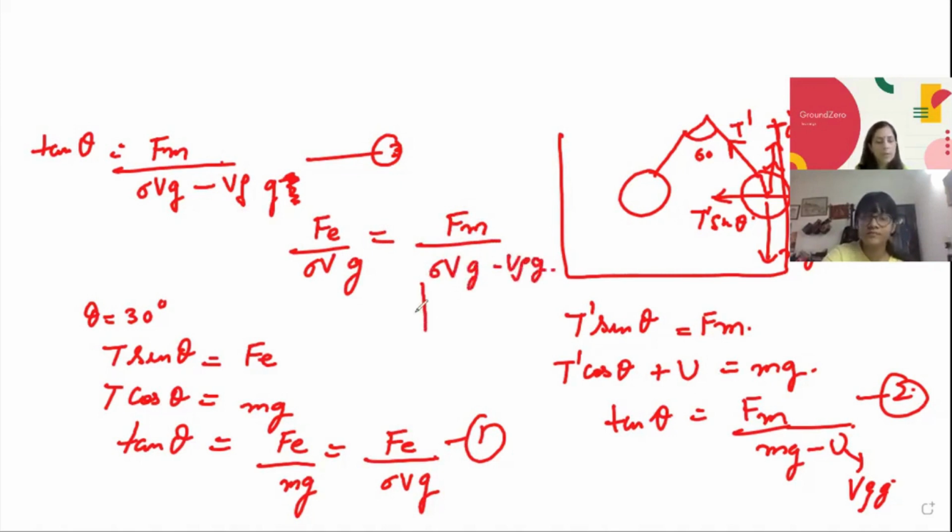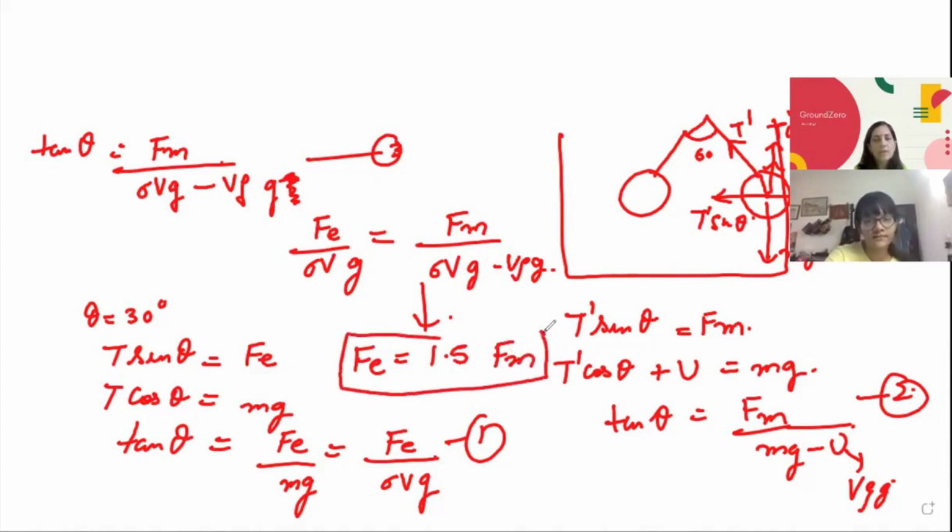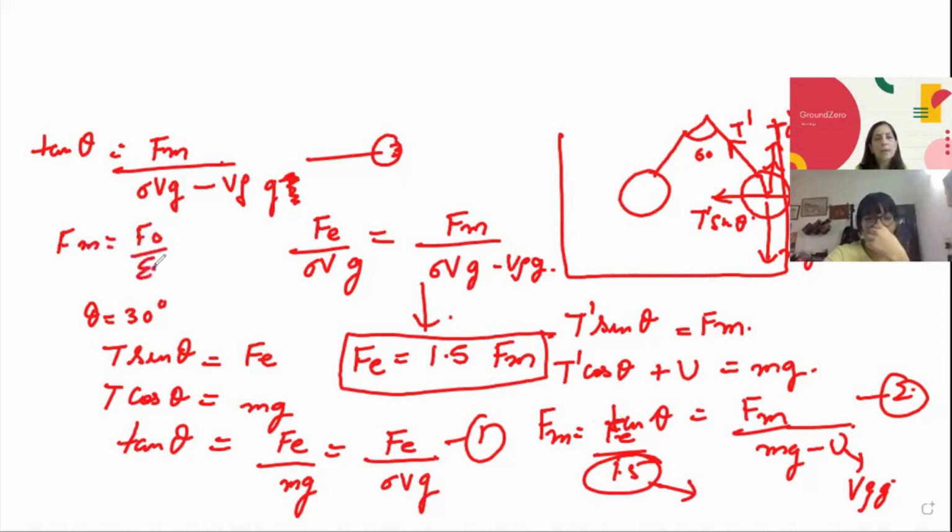So now you go on solving this. Finally, what you'll get? Fe will be 1.5 times Fm. Did you get that? So what does this mean? This means Fe is equal to 1.5 Fm, right? So what is this 1.5? As I said, Fm is equal to F naught upon epsilon r, right? So epsilon r, that is the dielectric constant, is 1.5. Did you get that?